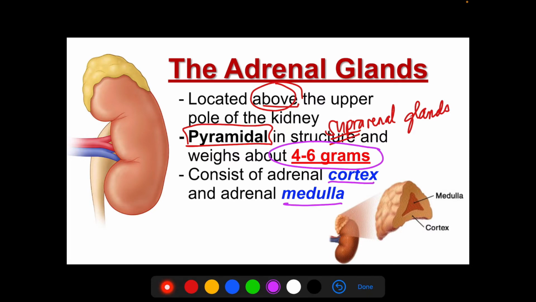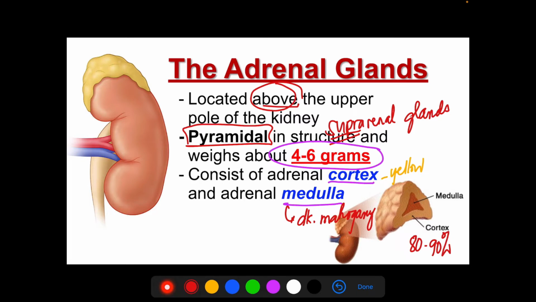On gross sectioning, both regions remain distinct. The cortex appears yellow, and the medulla appears dark mahogany. Those are the colors. As you can see here, this is your cortex, which is yellowish, and this is the medulla, described in gross sectioning as dark mahogany. The cortex makes up about 80 to 90% of your adrenal gland.